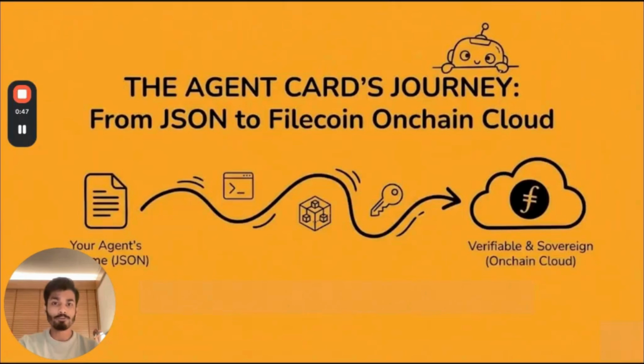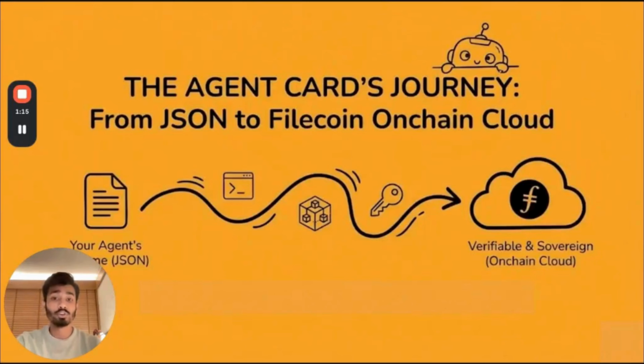Let's trace the journey from the moment you create an AI agent card to the point where it sits on Filecoin on-chain cloud with cryptographic receipts and an on-chain identity that anyone can verify. Everything starts with a JSON file. Your agent card is basically your agent's resume and business card in one document. It tells the world who your agent is, what it can do, and how to reach it.